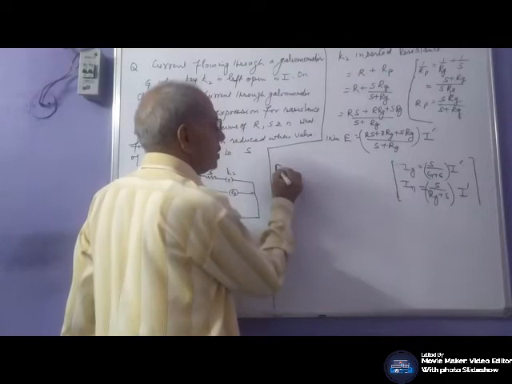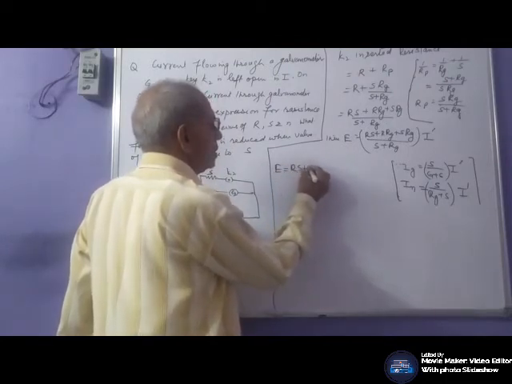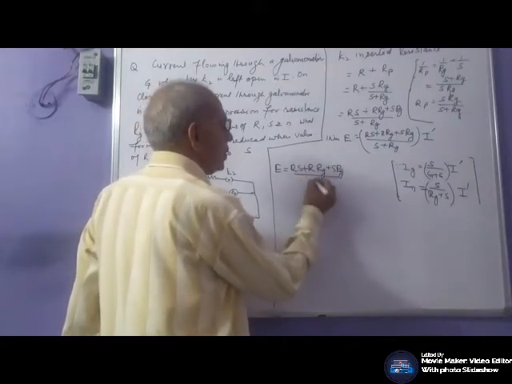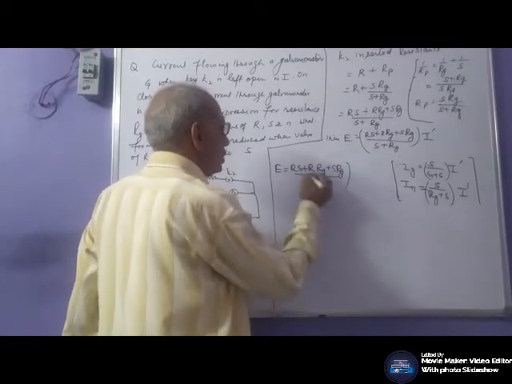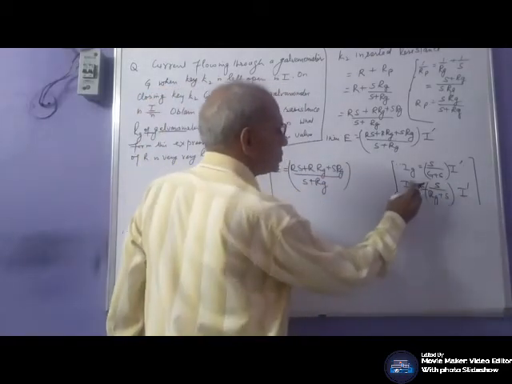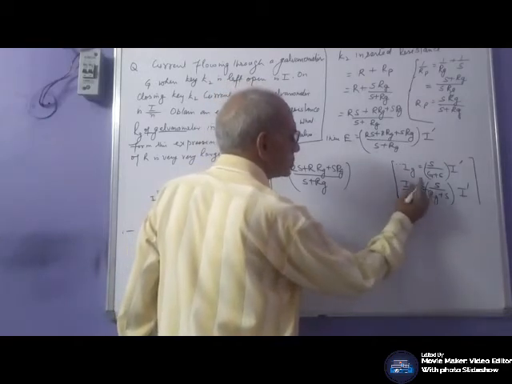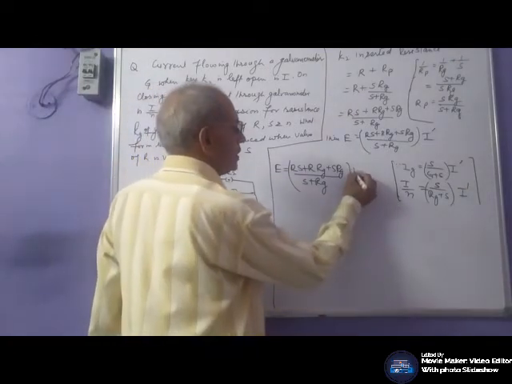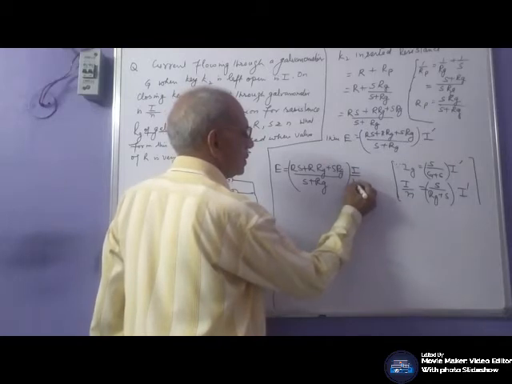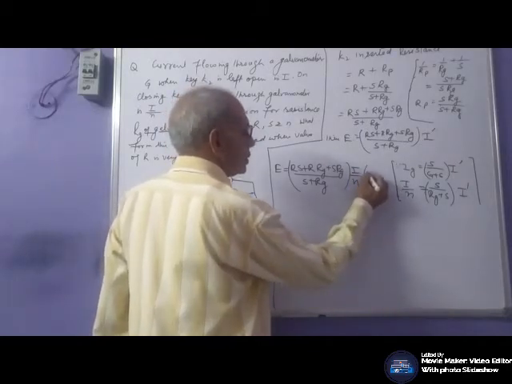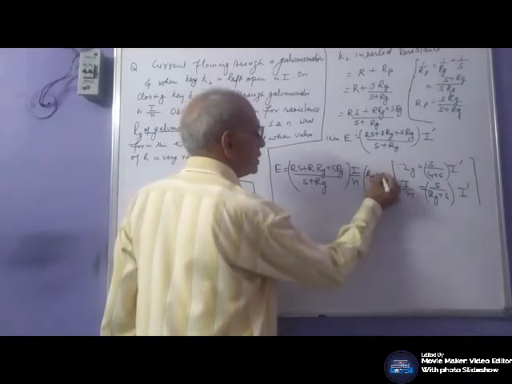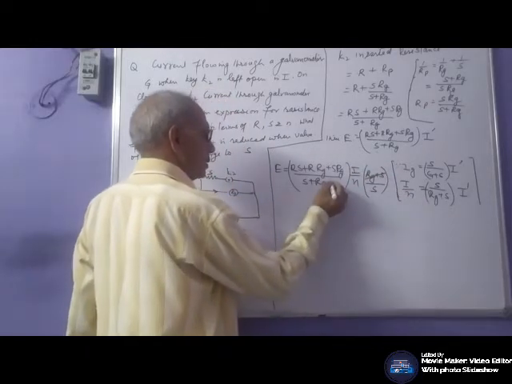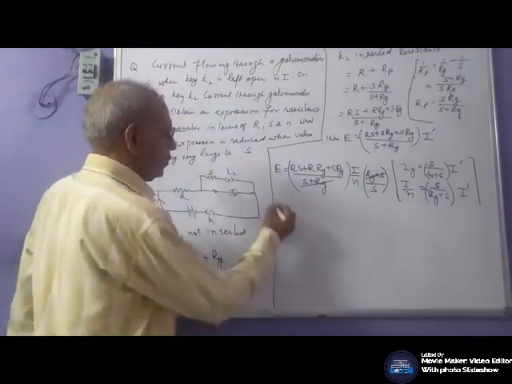So E equals R S Rg by S plus Rg into I dash. This was I by N. I dash is I by N into Rg plus S by S. They are cancelled. It is what?